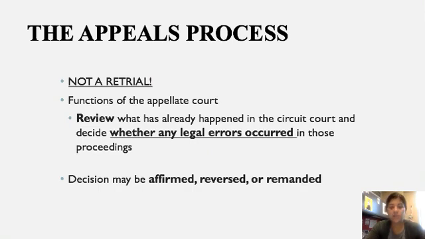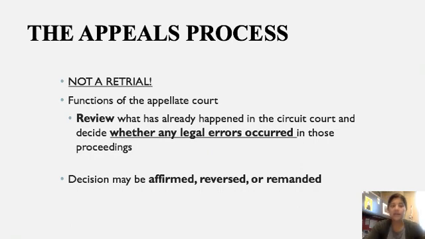You can see the main function here of an appellate court is to review what has already happened at that initial court level and basically decide whether any legal errors have occurred. So if a legal error has occurred in that initial trial, then various decisions could be made. And you can see there are basically 3 different options here. A decision can be affirmed, which means that the judge agrees with that decision of the lower court. And basically nothing changes, right? They affirm what was decided, moving on.